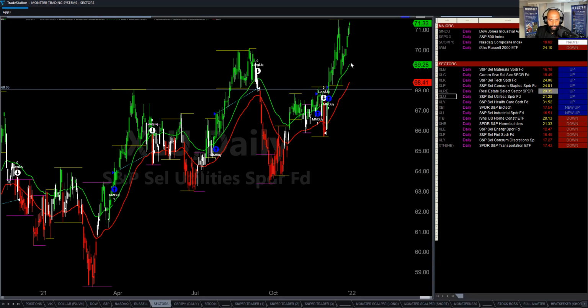So very strong move to the upside. I'm surprised by utilities. Usually utilities is a safe haven, but that's good to see. So look for stocks in those areas.